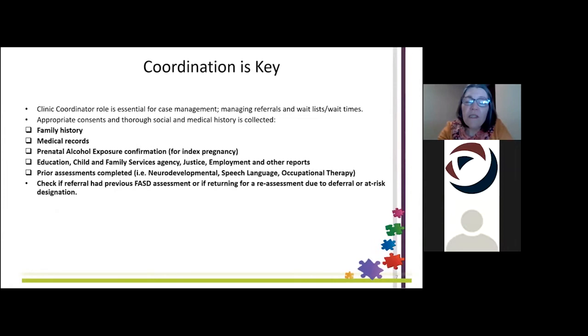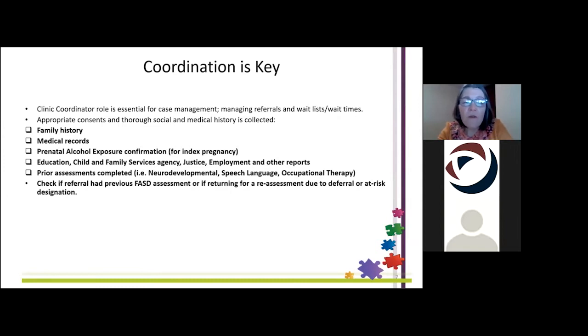Clinic coordinator is key, and often they're referred to as the wedding planner or the orchestrator of the clinic. And it's really essential for case management, for managing the referrals, as well as if there's any wait lists or wait times. They're responsible for ensuring that a lot of background information and history is collected, including family history, medical records, the prenatal alcohol exposure confirmation that relates to that client that's being referred.